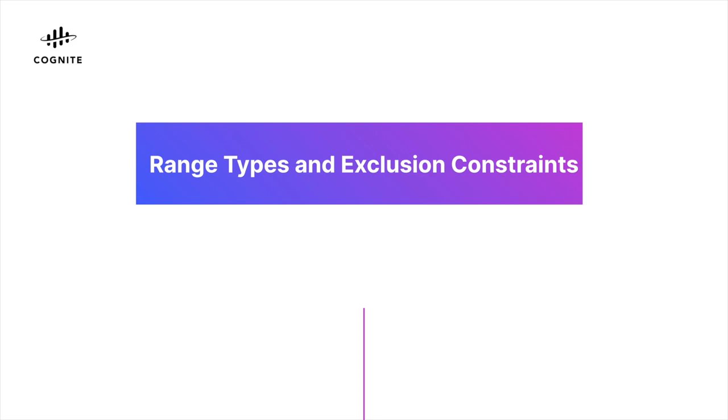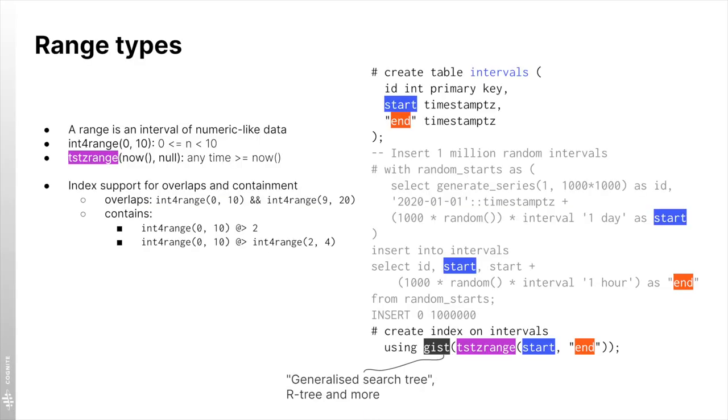Uniqueness constraints are a pretty common example of a constraint that needs an index to function, and we just looked at how to make that partial. Postgres has very powerful support for something called range types, which in turn can be used to generate exclusion constraints. A range is an interval of numeric-like data. So you can, of course, have ranges of, say, 0 to 10, where the start tends to be inclusive and the end exclusive. Very useful is having ranges on timestamp data. Ranges can be open-ended. So this example of a timestamp range from now to null means essentially now until open-ended, which means any time greater than or equal to now.